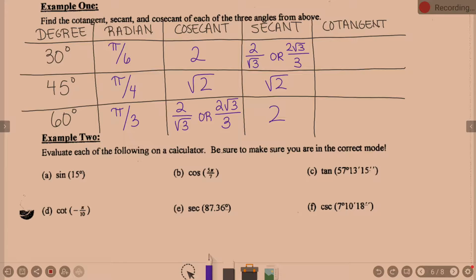Cotangent. Cotangent of 30 was, we had it as square root of 3 over 3, but it was originally 1 over square root of 3, right? So when you flip 1 over square root of 3, you get square root of 3. Cotangent of 45. What's the reciprocal of 1? 1. And cotangent of 60. Well, it was square root of 3 over 1 for tangent, right? So now it's going to be 1 over square root of 3, or rationalize, that is square root of 3 over 3.